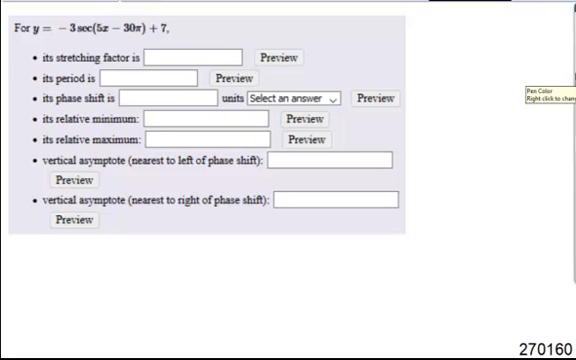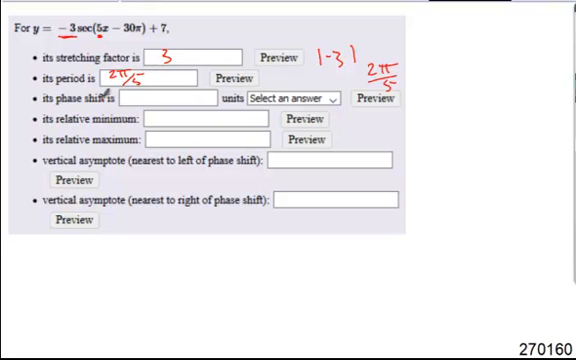When you're looking to find these pieces of information, first, the stretching factor, we take the absolute value of whatever the multiplier is in front of the trig function. So the absolute value of -3 gives us a stretching factor of 3. Because the secant is based off of a cosine function, the period is going to be found by taking 2 pi and dividing by whatever the multiplier is in front of the x, which is a 5. And so we get a period of 2 pi over 5.